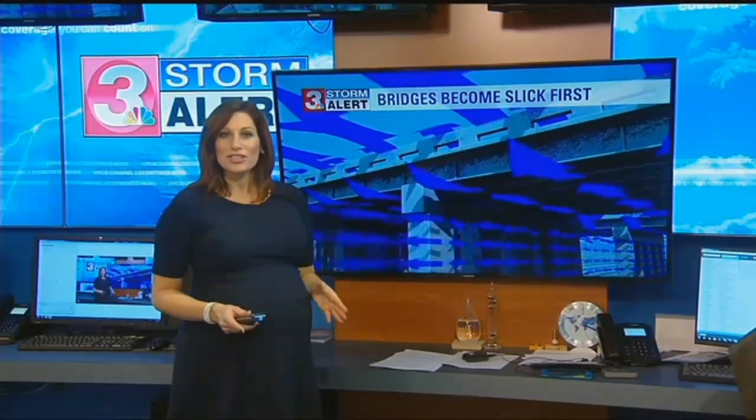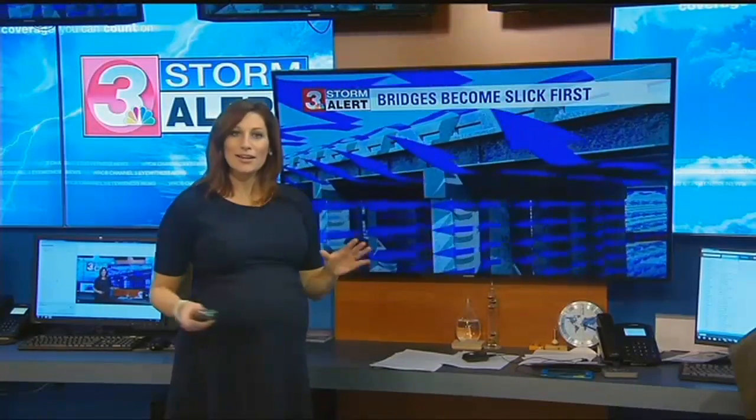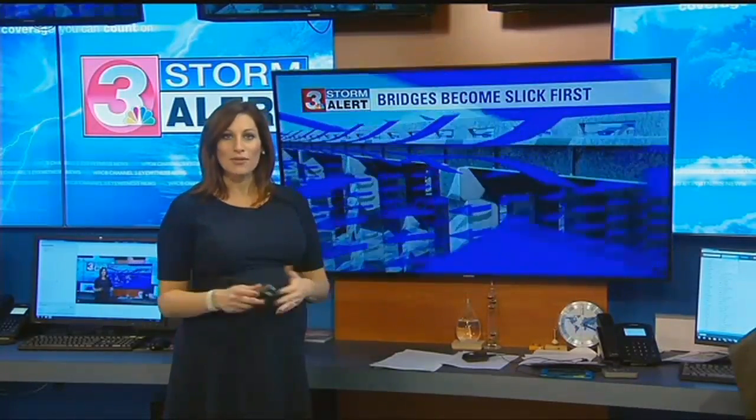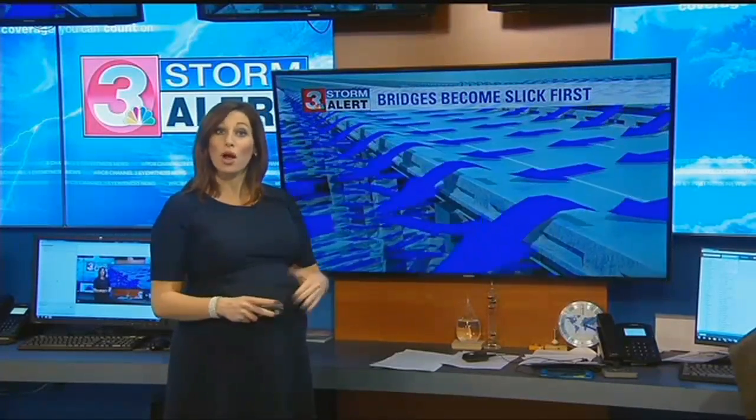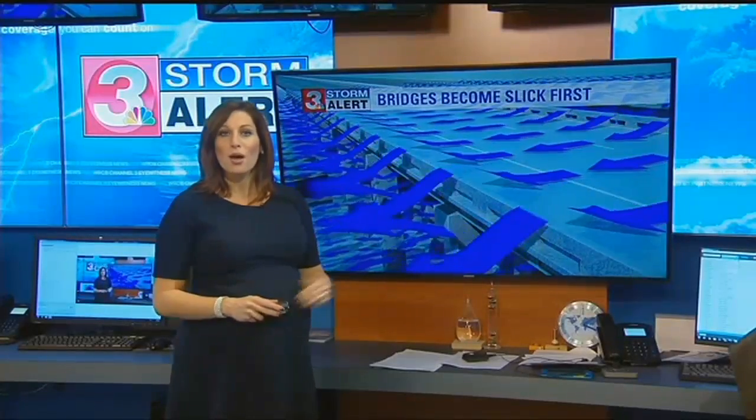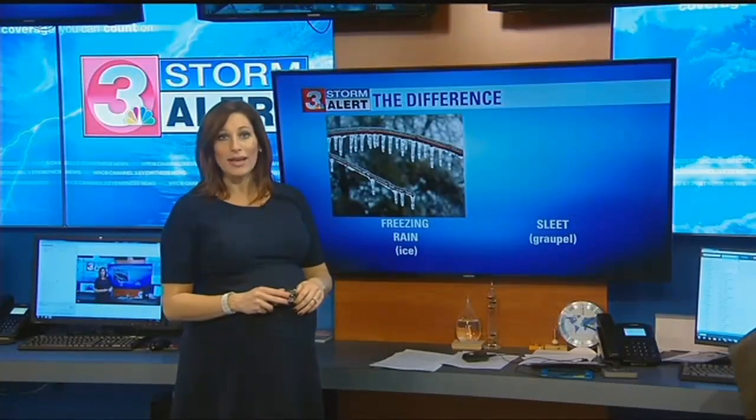And we know that bridges are the first thing to get slick. Here's why. The ground, still this time of year, is too warm for anything to stick. But when you have that colder air moving through underneath and over the top of a bridge, well, that's why that bridge becomes much colder and it becomes slick.